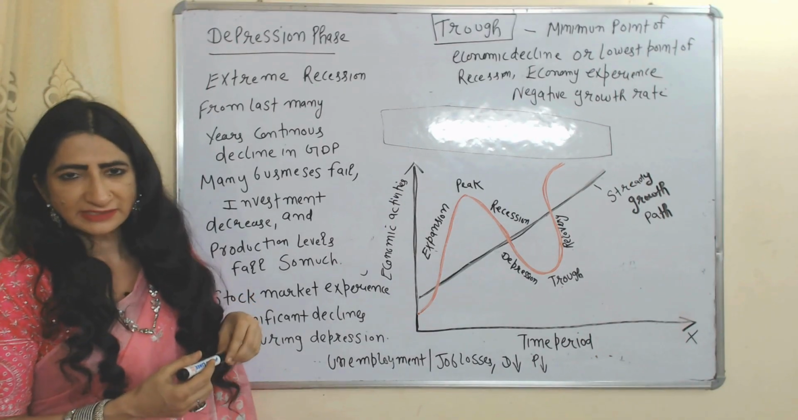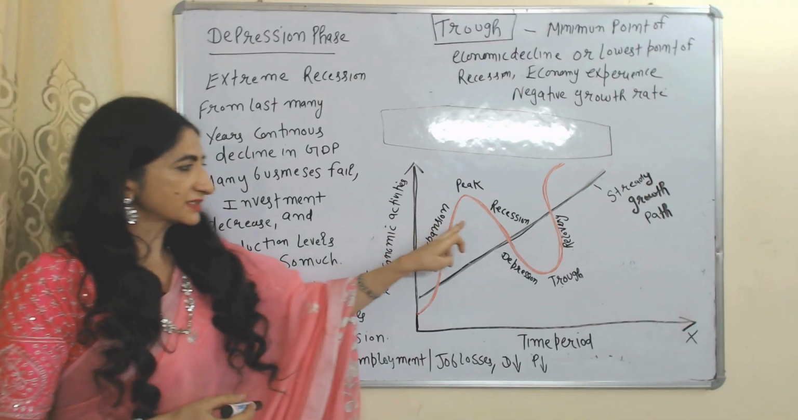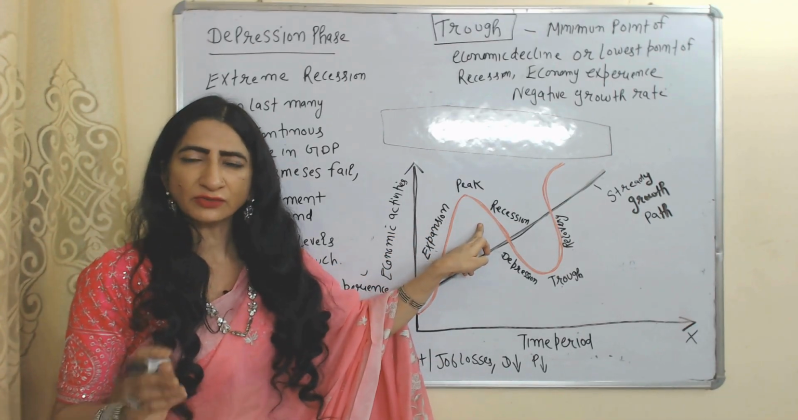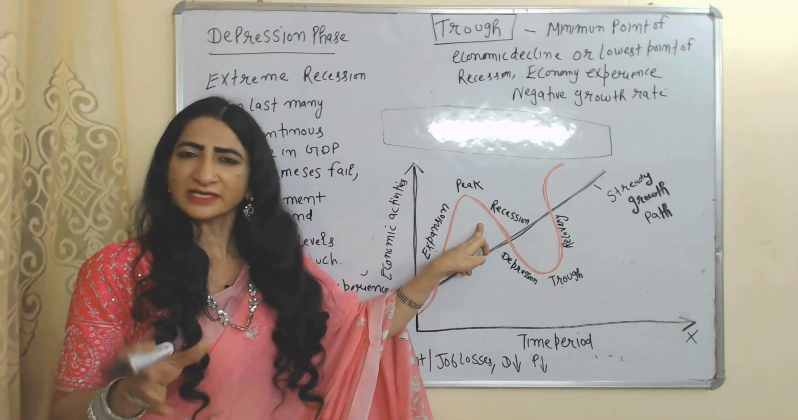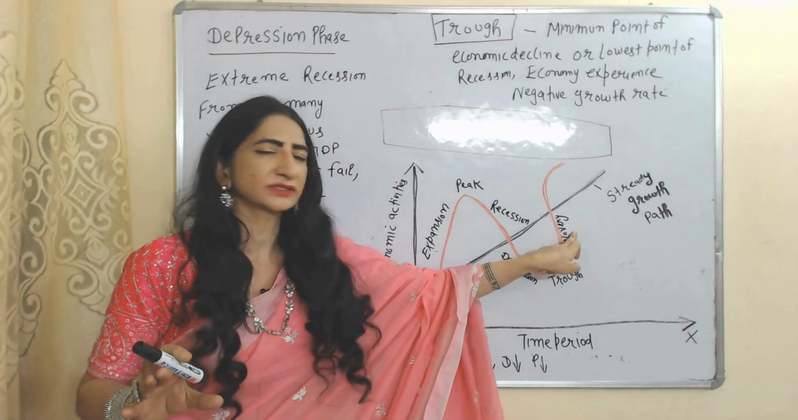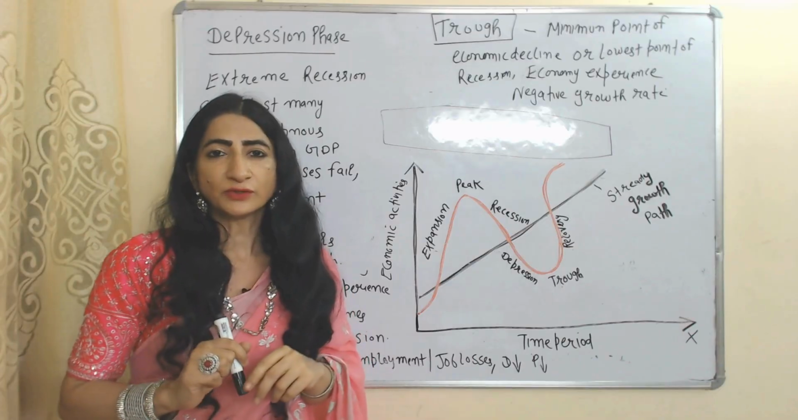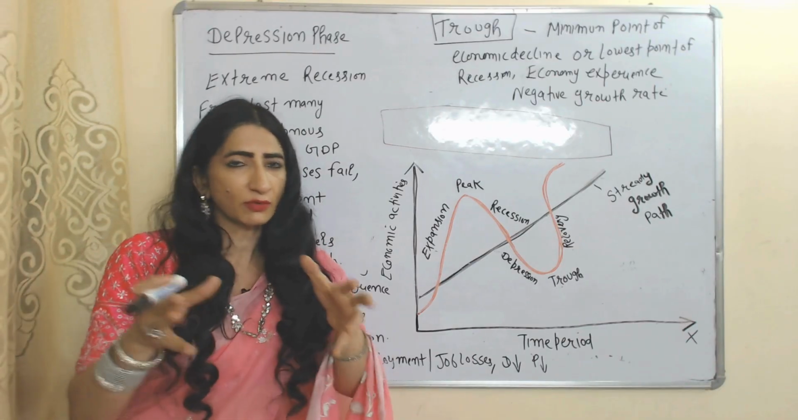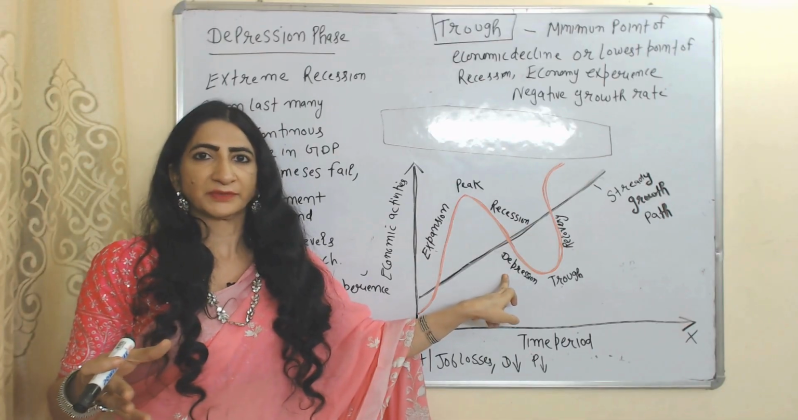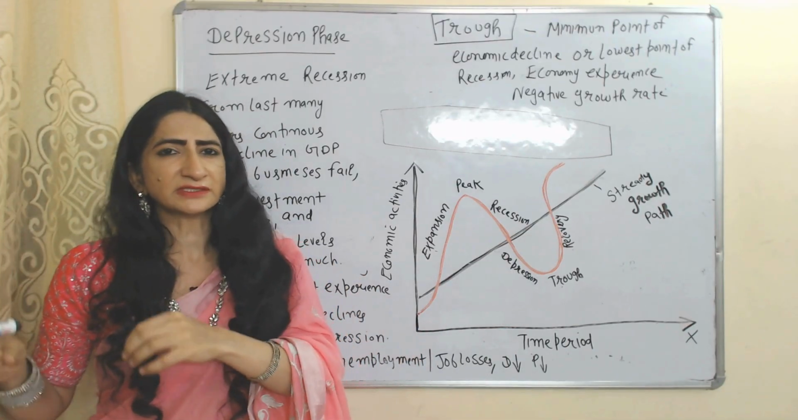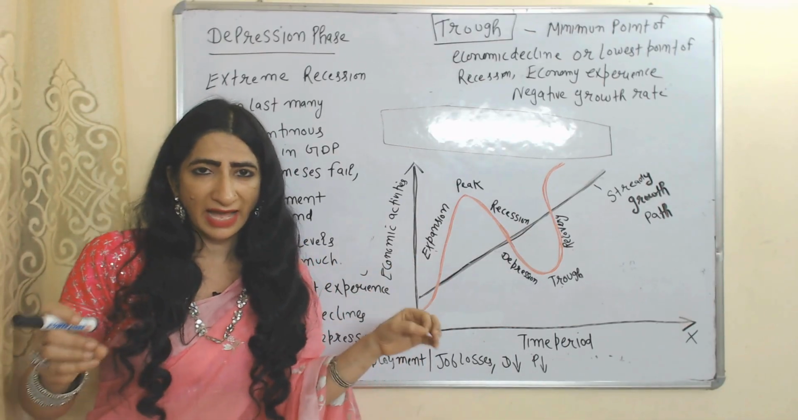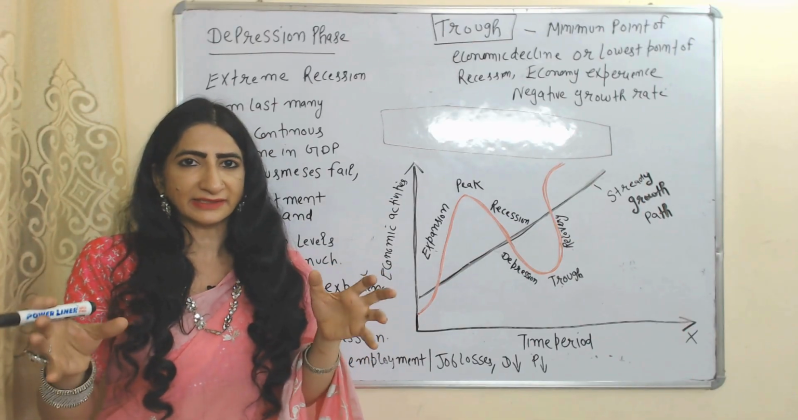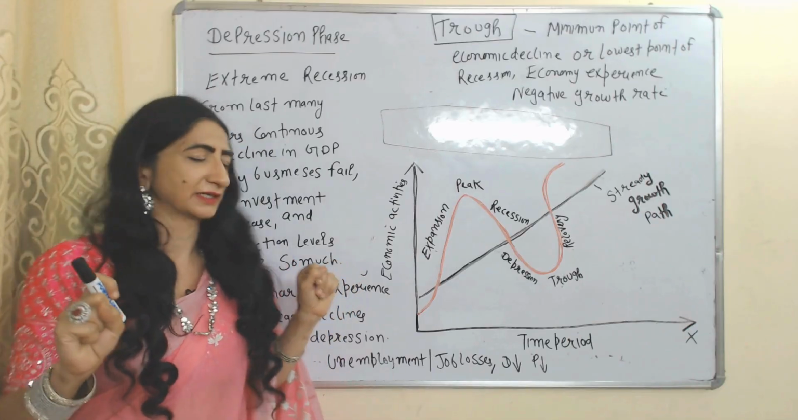The next phase of business cycle is depression. Recession is followed by depression. If you are able to control recession, then it's okay, you will directly move towards recovery. But if you are not able to control recession, then you will definitely move towards depression. If your GDP is continuously declining for many years, that means your economy has entered the depression phase of the business cycle.